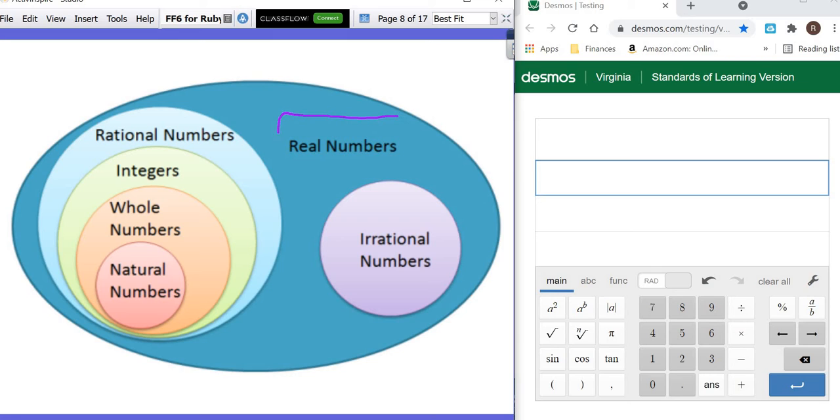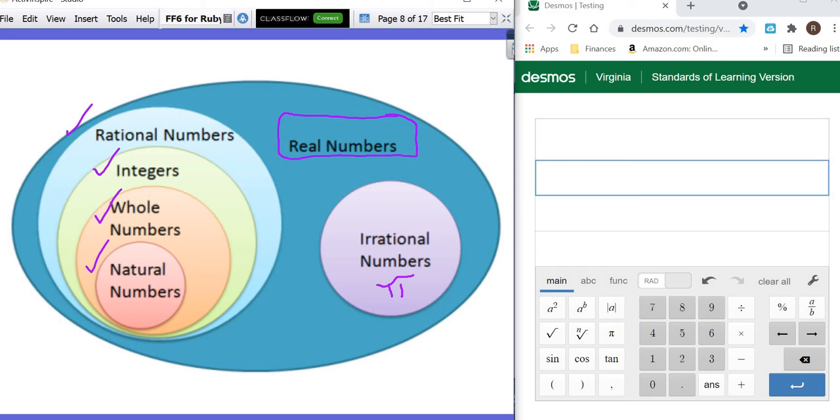Just remember that real numbers is all the numbers that you have ever seen up to this point in your life. Irrational numbers are over here by themselves. That's pi and anything that looks like pi. And then remember that we've got rational, then integer, then whole, then natural. That's just something that you're just going to have to remember.